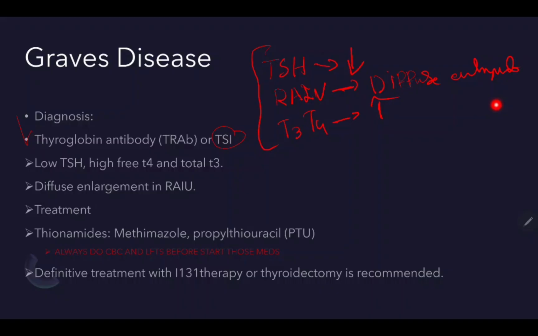Okay, the treatment, well, the gold standard is doing surgery, removing the thyroid, or you would do I-131, and you will radioablate the thyroid. But in some cases, some of the patients, they don't want to do it. They just want to take medications, and most of the exam they will ask you about those medications. So remember, you give methimazole and PTU, which is propylthiouracil.